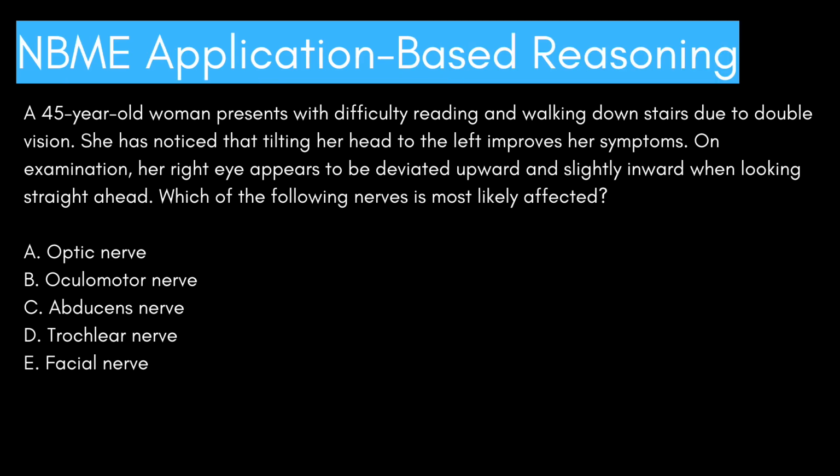A 45-year-old woman presents with difficulty reading and walking downstairs due to double vision. She has noticed that tilting her head to the left improves her symptoms. On examination, her right eye appears to be deviated upward and slightly inward when looking straight ahead. Which of the following nerves is most likely affected?